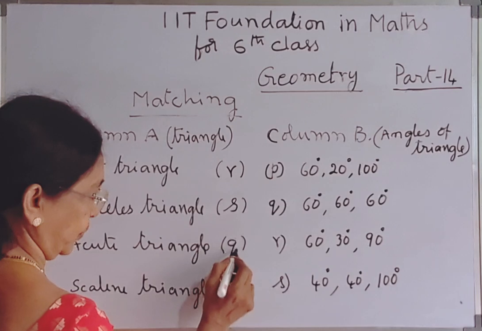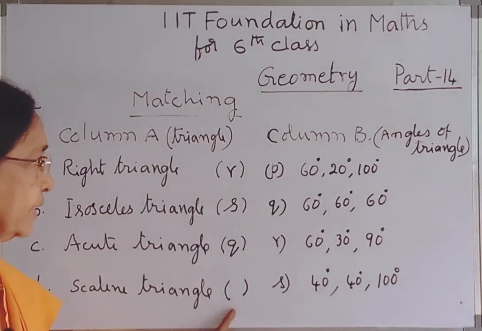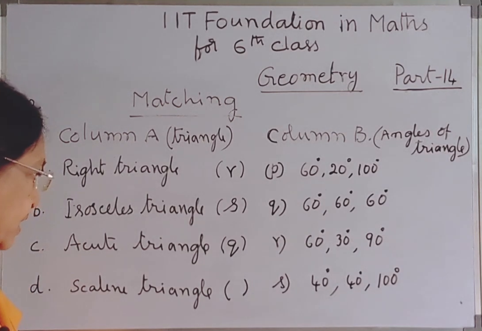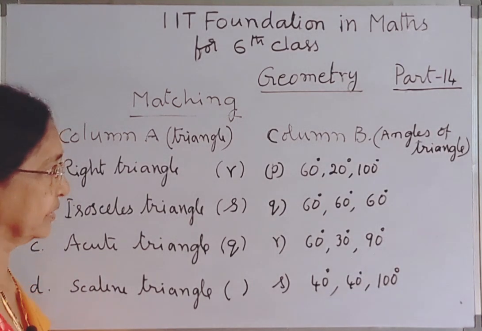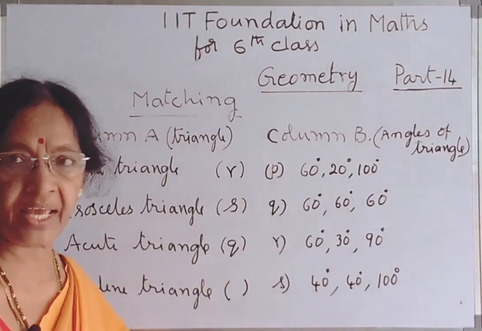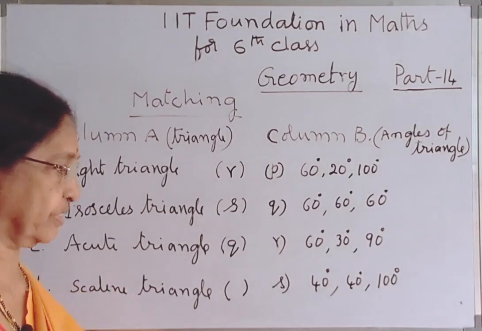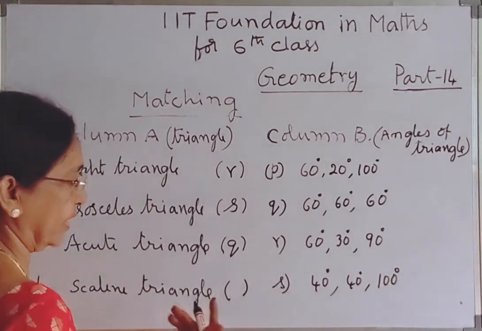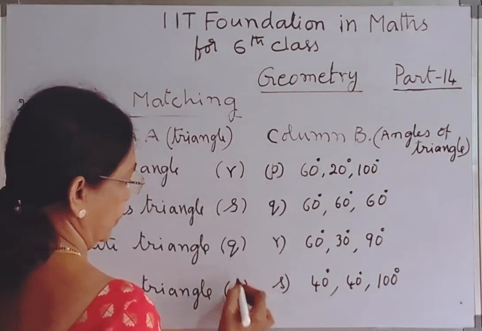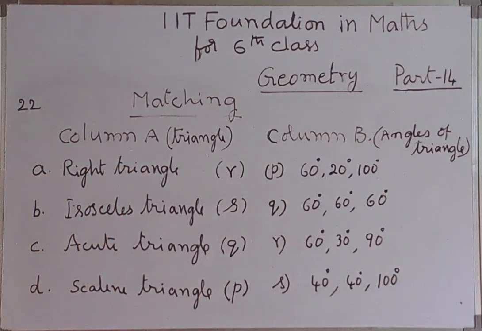So, Q. Scalene triangle. A triangle in which the three angles are different. For example, 60, 20, 100. Three angles are different, therefore three sides are also different. Therefore, the triangle is called a scalene triangle. So, this is P. Next problem.